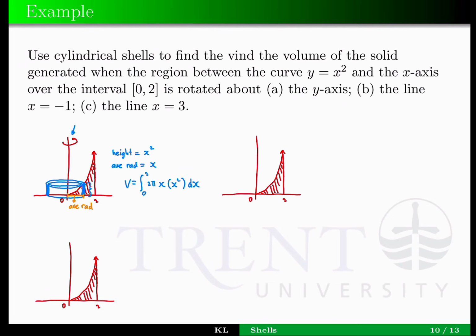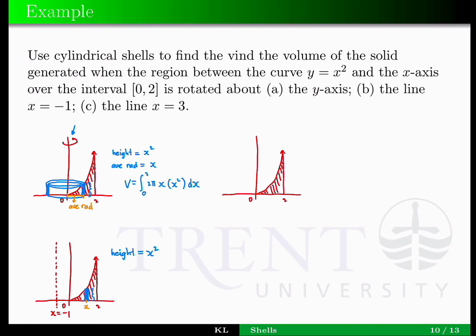For letter B, the axis of revolution is at x equals -1. So this is our x equals -1. Since the axis is vertical, the strip is also vertical. The height of this is still x squared, but the average radius will be different.